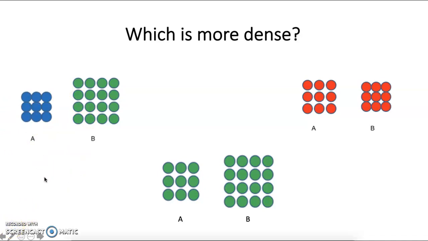In the first example, you will work out, or hopefully work out, that A is more dense than B, because the particles are closer together than they are in B. On the far right hand side, B is more dense, because the particles are tightly packed together with the same mass. They're tighter, so it's going to be more dense. And at the bottom, they are exactly the same. So neither is more dense.